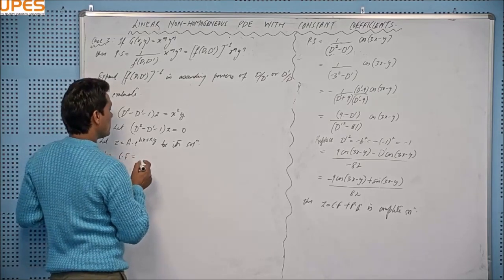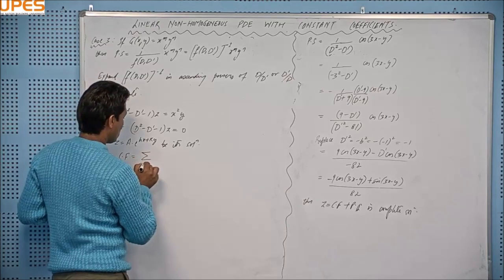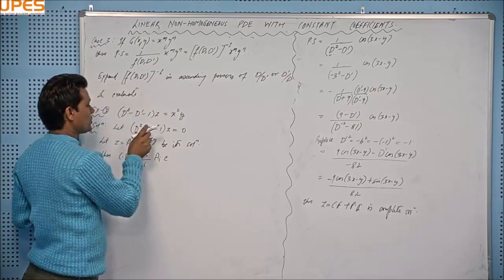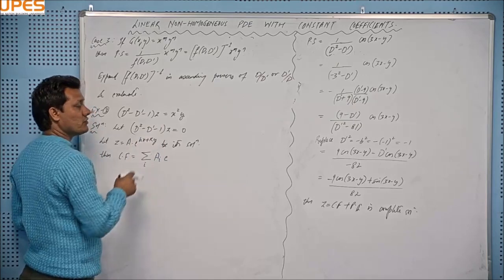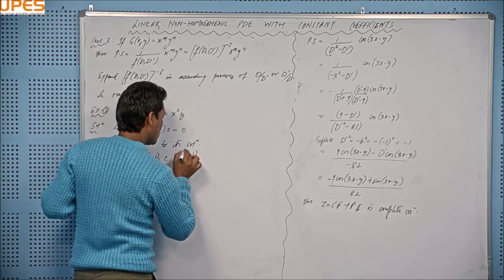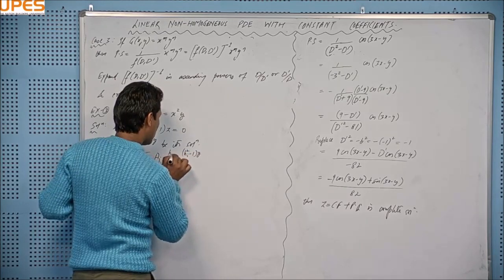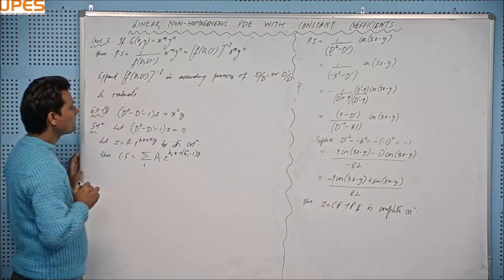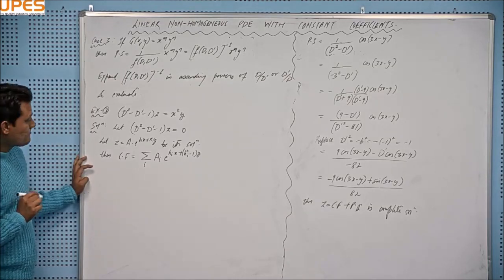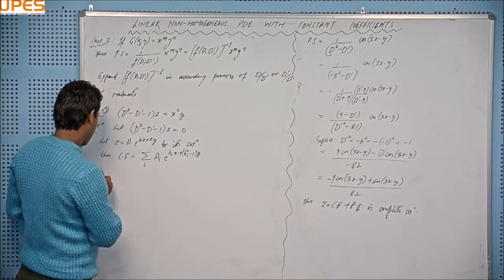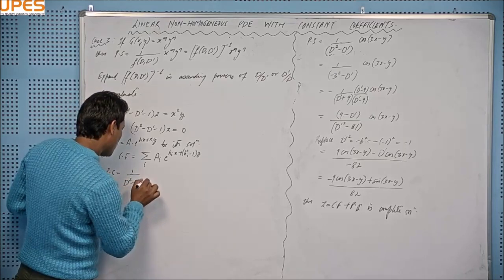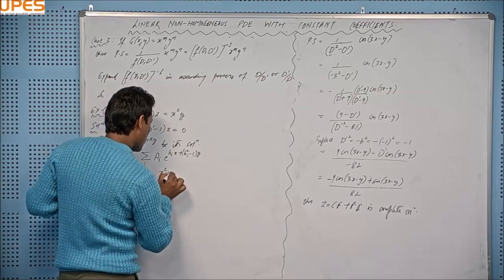Then I will plug in this value here, and I will get the complementary function, which should be the summation of a_i e to the power (h_i x plus k y), where k is replaced by h square minus 1. So this will be the complementary function, and then the particular solution will be 1 over (D square minus D dash minus 1) applied to the right hand side x square y.